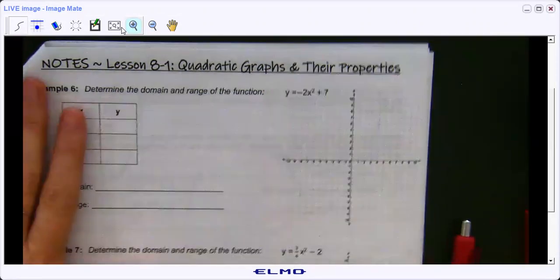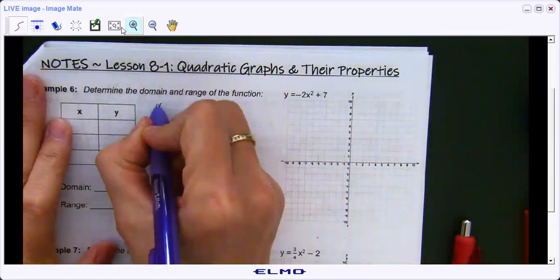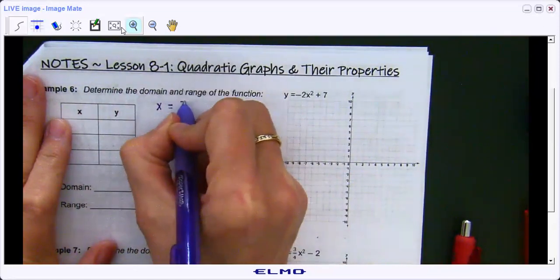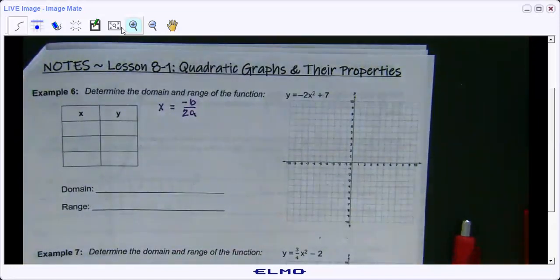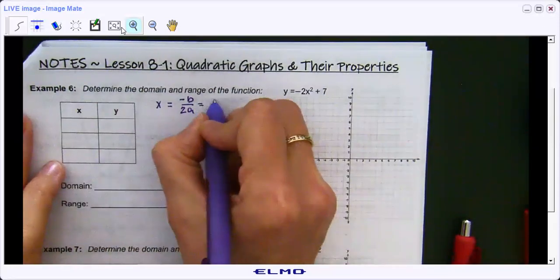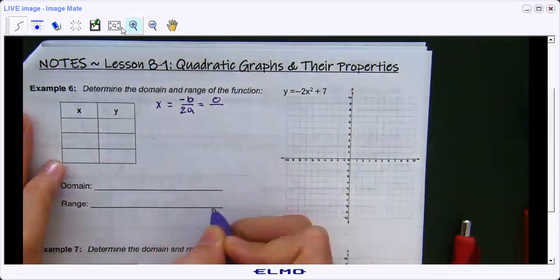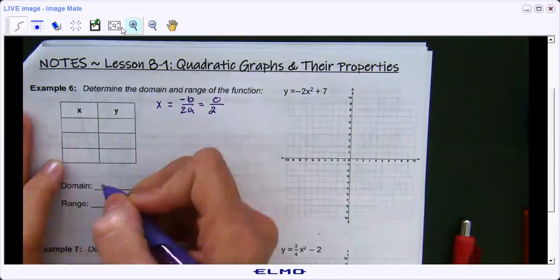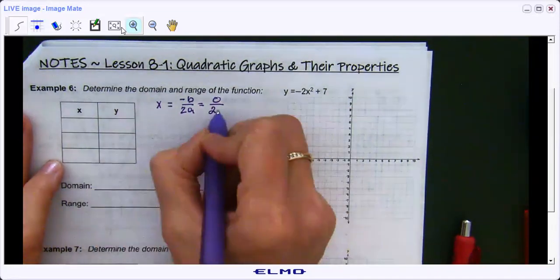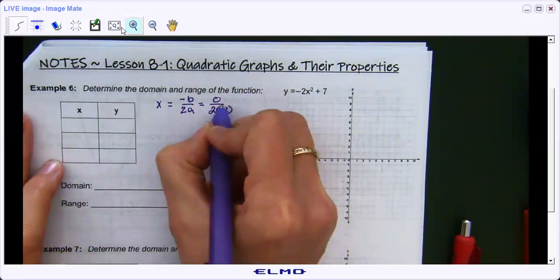So remember, the vertex formula to find the x value is -b/2a. Okay? Do you notice anything about our equation though? It doesn't have a b, which means our b is 0. So we have a 0 over 2 times, what's our a? -2. So we're gonna multiply that times -2.